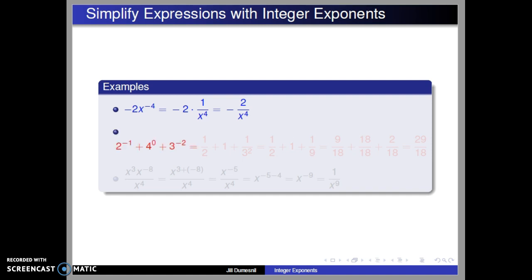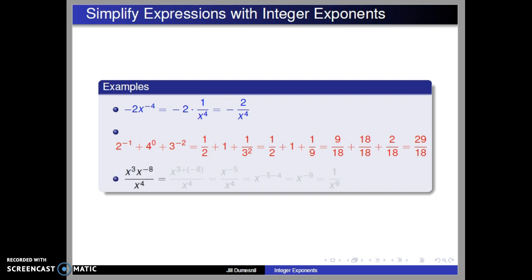Now let's find the sum of 2 to the -1, 4 to the 0, and 3 to the -2. Using the definition of integer exponents, this equals 1/2 plus 1 plus 1 over 3 squared. To add 1/2 plus 1 plus 1/9, we need common denominators. Rewriting each fraction with a common denominator of 18 and adding the numerators, we get 29/18.